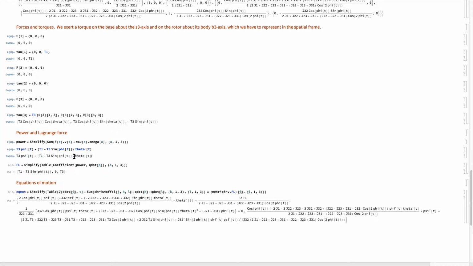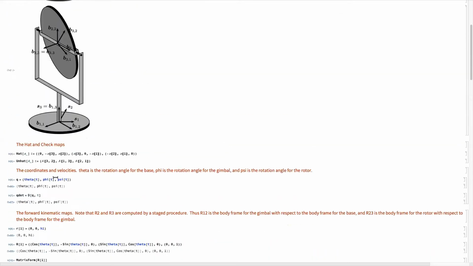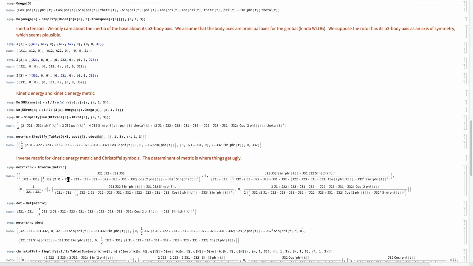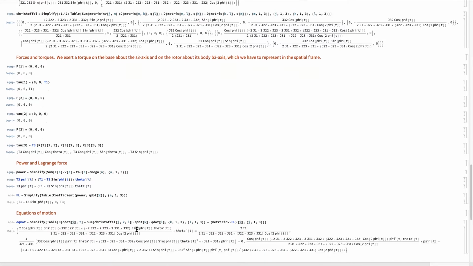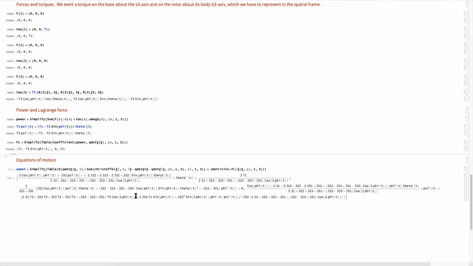I named my coordinates up here: theta, phi, and psi. The components of the Lagrange force are going to be the coefficients in this expression of theta dot, phi dot, and psi dot. The way you do that in Mathematica is you use the Coefficient function. You give it the expression, power, and then the thing whose coefficient you want, which in this case are the velocities. Then you put them in a table, and you get out the components of the Lagrange force.